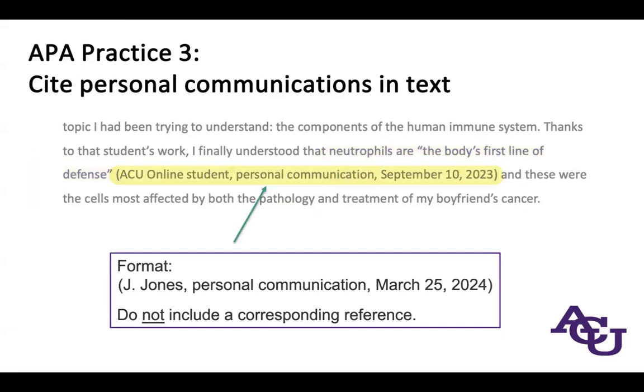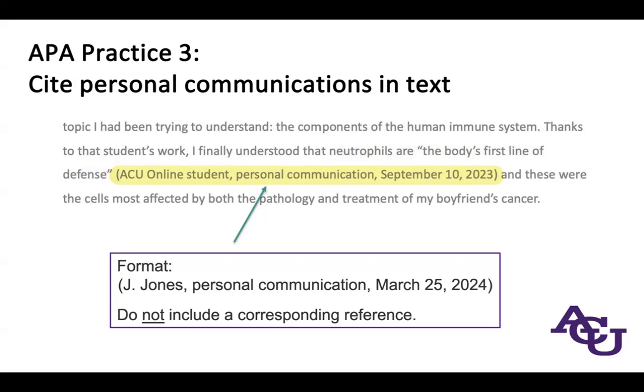To do this, usually you will put the person's first initial and last name, then a comma, then the phrase personal communication, then a comma, and then the date. For instance, I've got J. Jones, personal communication, March 25th, 2024. If you do this, you do not need to include a corresponding reference on your references page because the reader can't retrieve the conversation, so you don't need a reference.